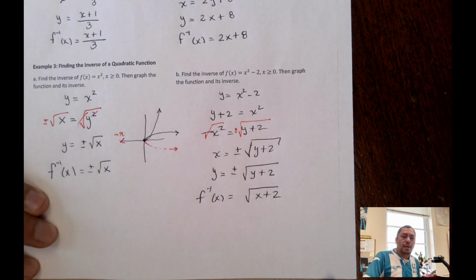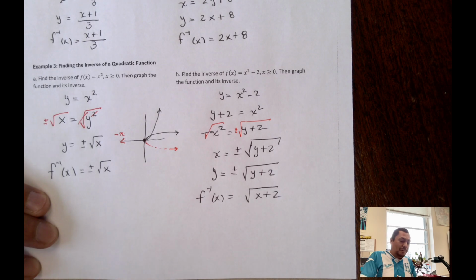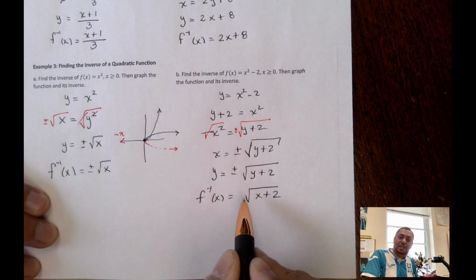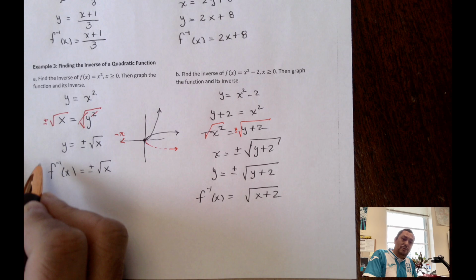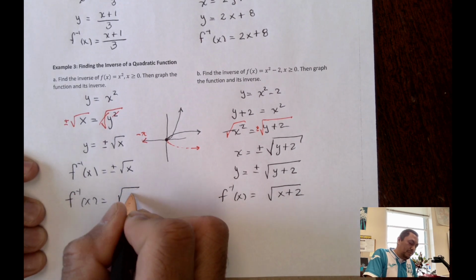And now, in this case, I'm going to use just the positive. I'm not going to have the negative, so my inverse is going to be the positive square root of x plus 2. Same for this inverse here. f inverse of x is equal to the square root of x.